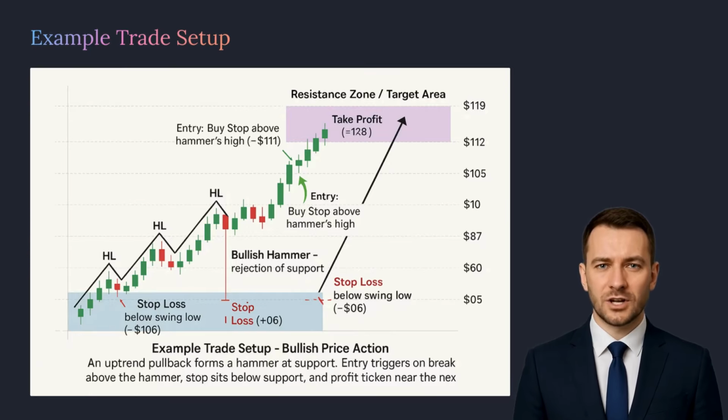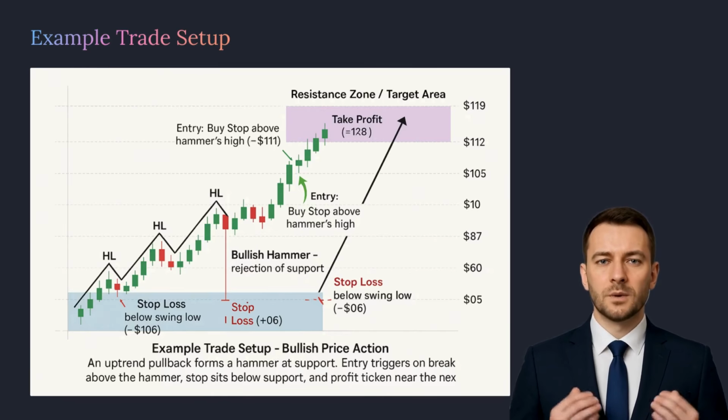The market is trending up. Note the higher highs and lows. It pulled back to a support zone and formed a bullish hammer. An entry, buy, is triggered as price breaks above the hammer's high. The stop loss is placed just below the swing low support, and the profit target is set near the next resistance level.